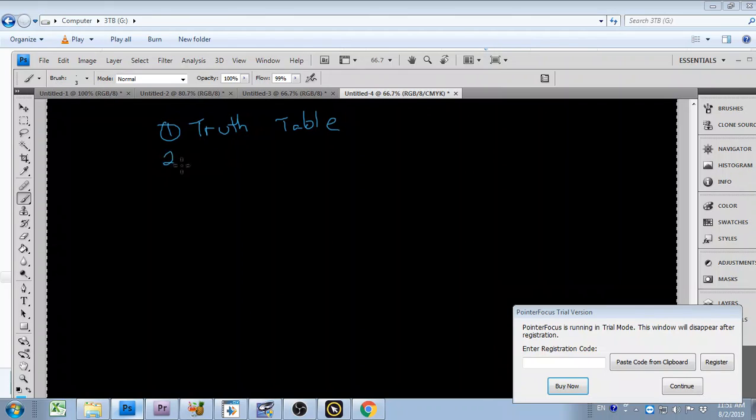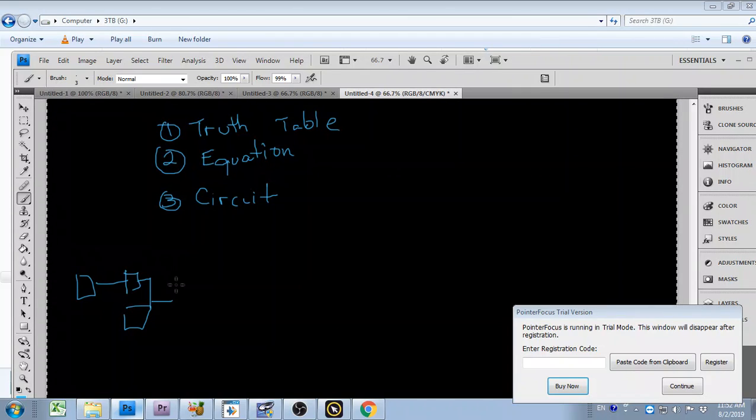We then turn that into an equation, and I'll explain more. It's going to be easier to explain that when I get there. And then finally, we're going to create a circuit. And the circuit is literally the diagram that says this wire connects to that transistor connects to this transistor. That's a rough view of that, but an actual blueprint.